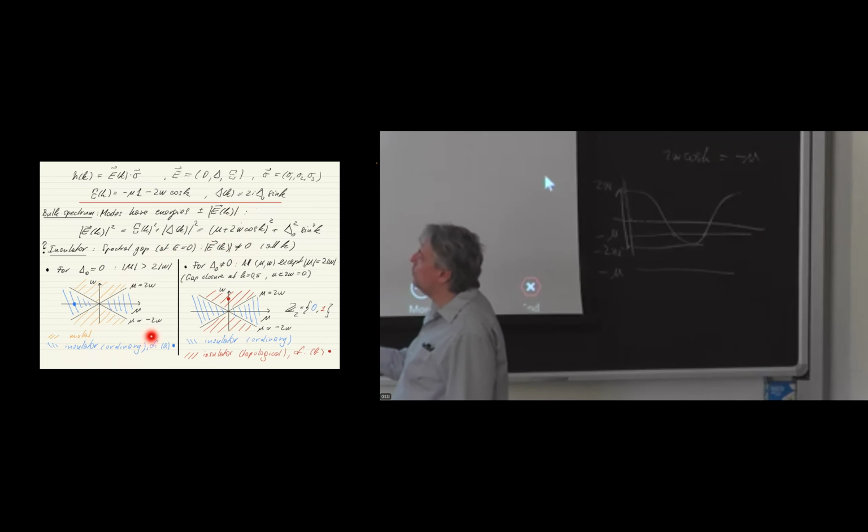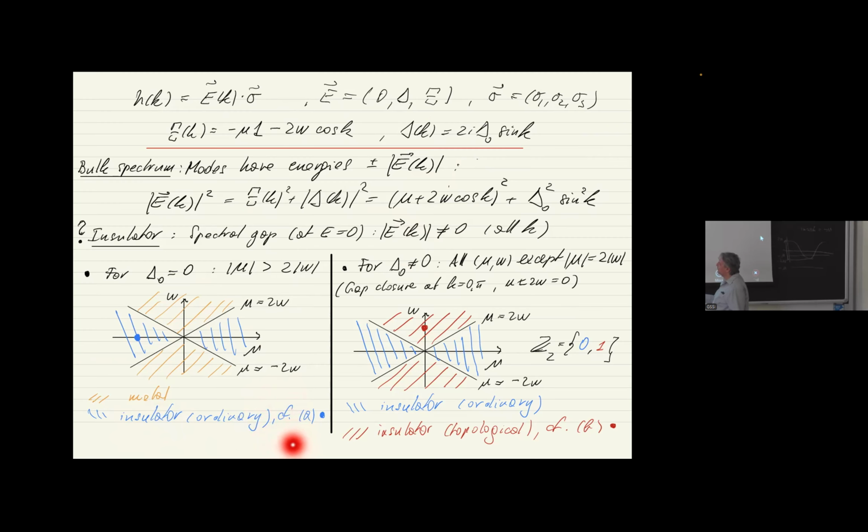And an ordinary one, because if you cut the chain, the chain is infinite, but if you cut the chain to a finite one, there is no edge state. And in the other case, where the gap closes, you have a metal. That's the orange bit. But now let's get fancy. So there was no superconductivity here. Let's put it on. That's the delta naught parameter. And now the thing becomes more tricky.